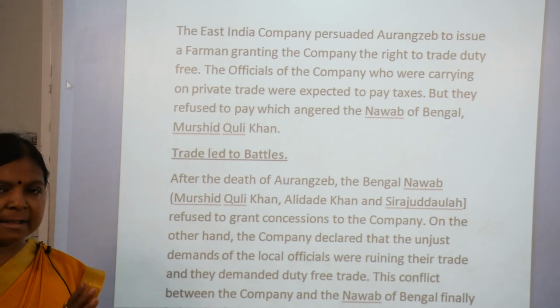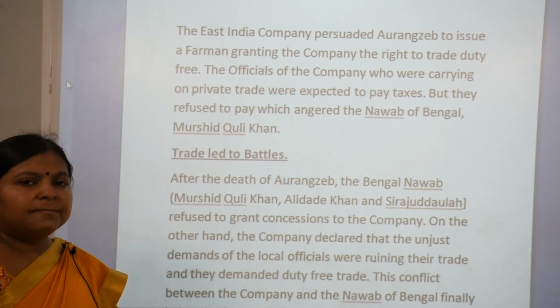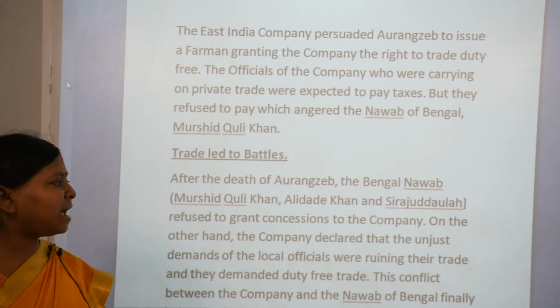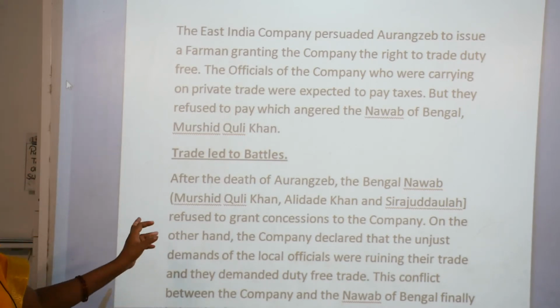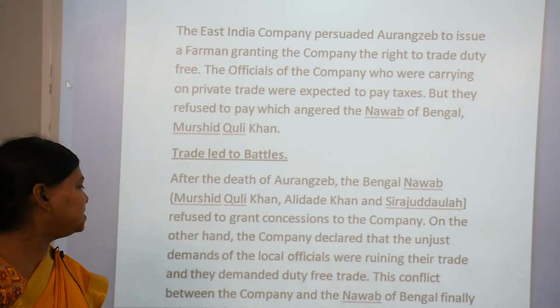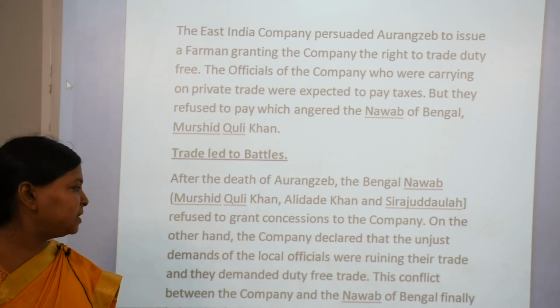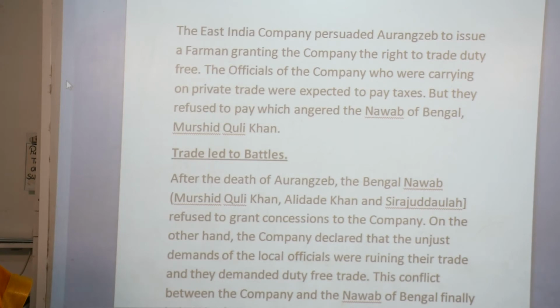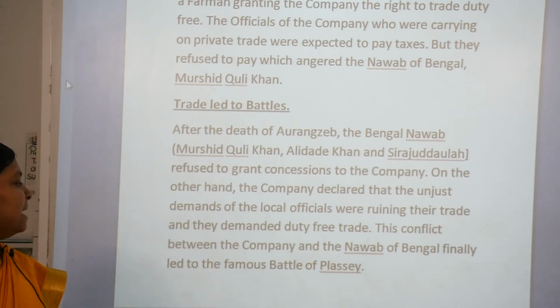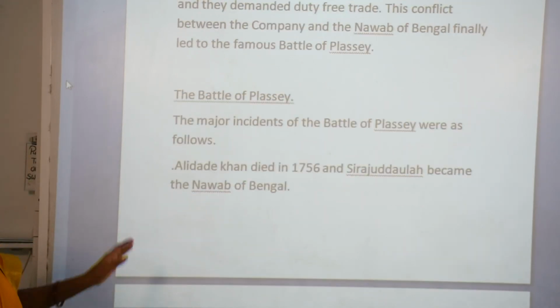Now, after the death of Aurangzeb, what happened? The Bengal Nawabs, Murshid Quli Khan, Alivardi Khan and Sirajuddaula, refused to grant concessions to the company. On the other hand, the company declared that it was an unjust demand, since the local officials were running their own trade, and it demanded that trade be duty free. This was the biggest conflict between the company and the Nawabs of Bengal. Finally it led to the famous battle that we call the Battle of Plassey. What happened there? See, the Battle of Plassey.